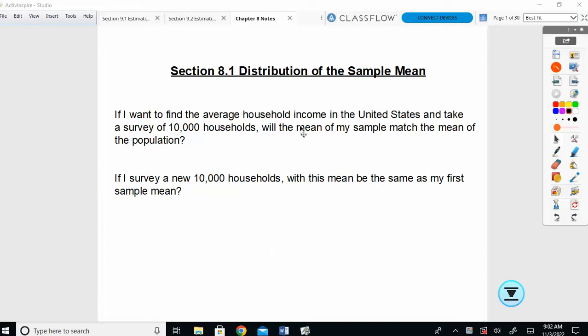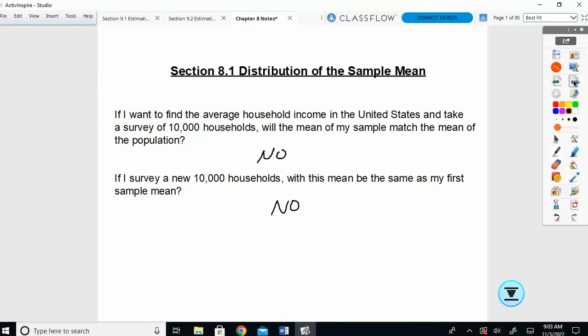So just a question for you. If I wanted to find the average household income in the United States, and I take a survey of 10,000 households, will the mean of that sample be the same as the mean of the entire population? Probably not. Okay, there's a chance, but if I just take a random group, it's probably not exact with the entire group. If I pick a different 10,000 households, will that be the same as the first mean I found? No. Every sample I get will likely have a different mean. So we have to figure out, how am I going to extend this to everything if every sample is going to have a different mean?